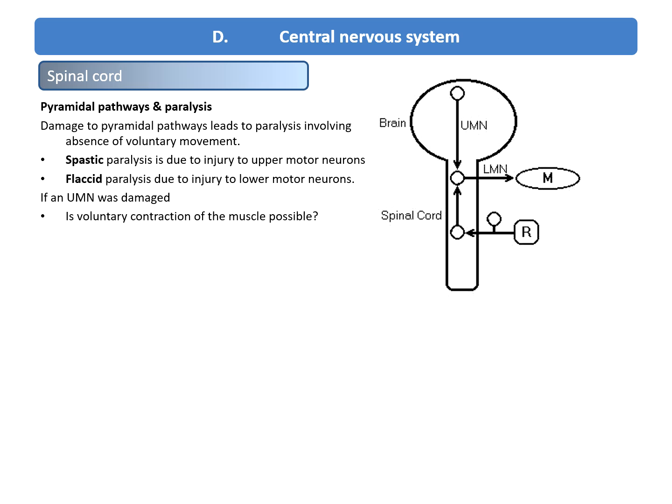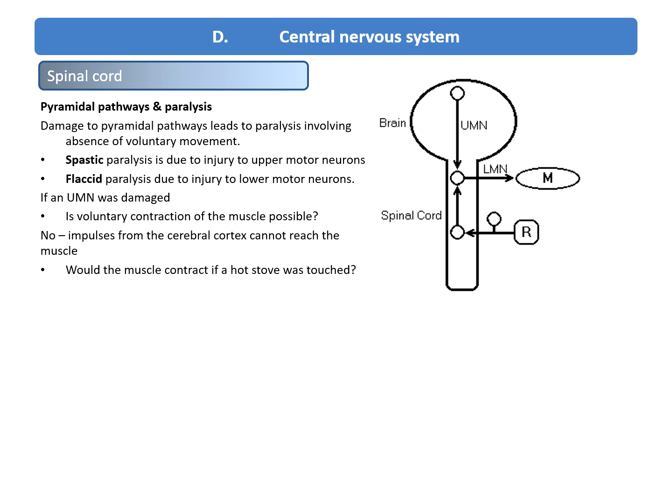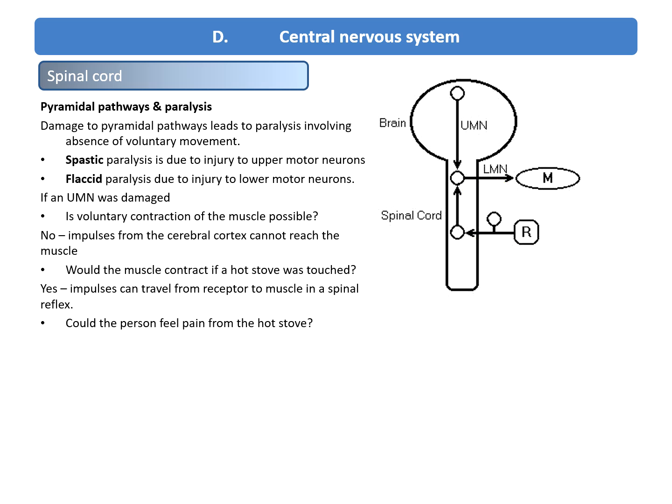If an upper motor neuron is damaged, is voluntary contraction of the muscle possible? No, because impulses from the cerebral cortex cannot reach the muscle. Would the muscles contract if a hot stove was touched? Yes, impulses can travel from receptor to muscle in a spinal reflex. So, spasticity results. The muscles do contract, but not voluntarily. Could a person feel pain from the hot stove? Yes, because the sensory pathways are not affected.